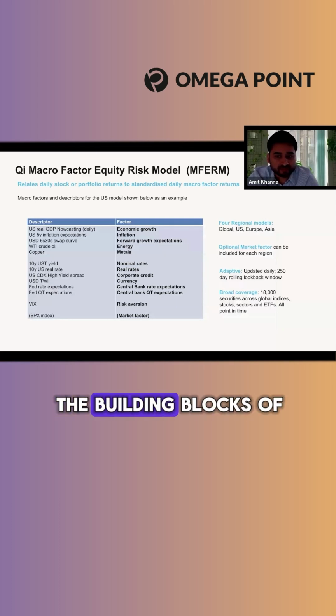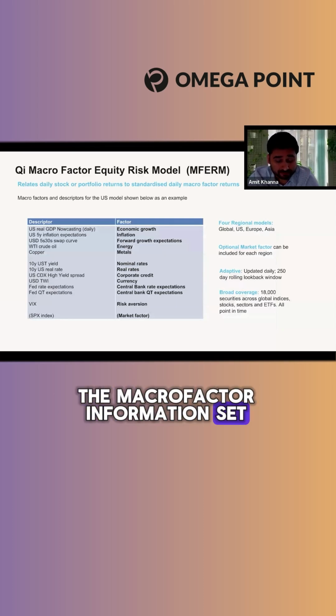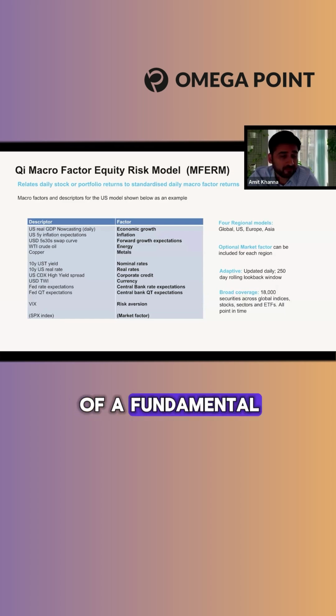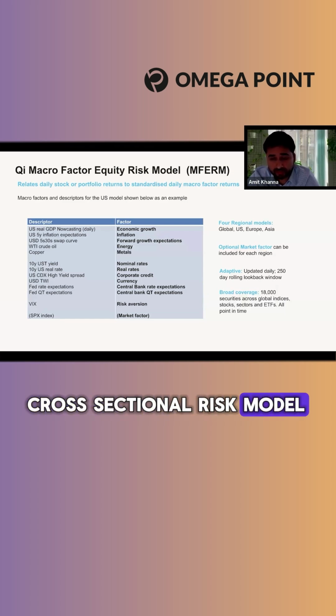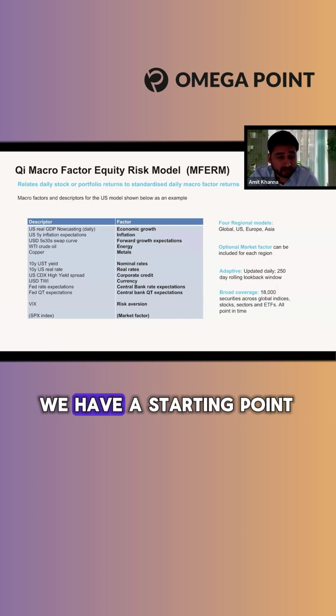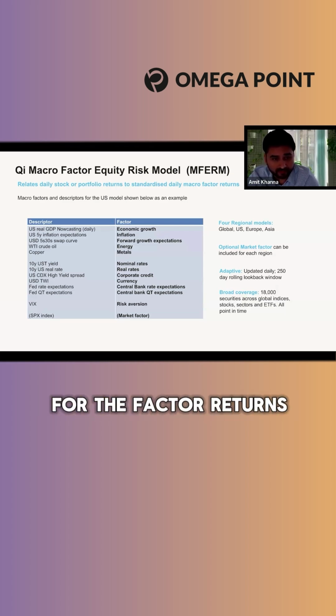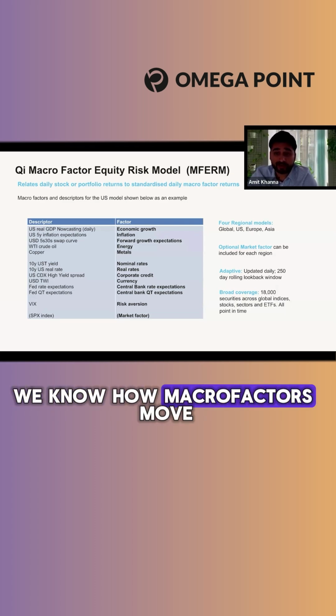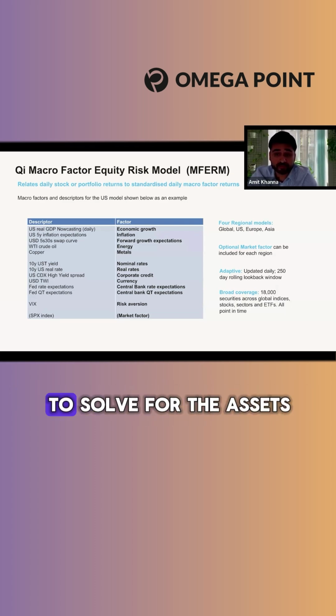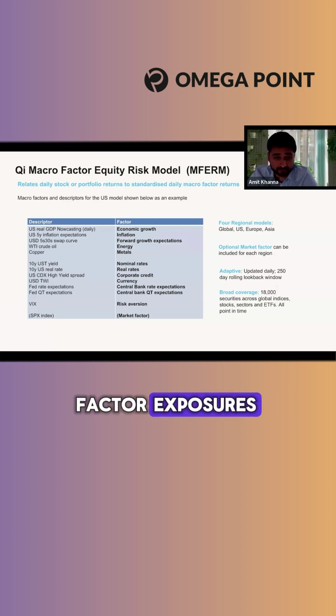So let's get into the building blocks of the model. That starts with the macro factor information set. So when you think of a fundamental cross-sectional risk model, these are well established. We have a starting point where we know the factor exposures, and then we solve for the factor returns. But for us, the challenge is in reverse. We know how macro factors move, but it's our job to solve for the asset's factor exposures.